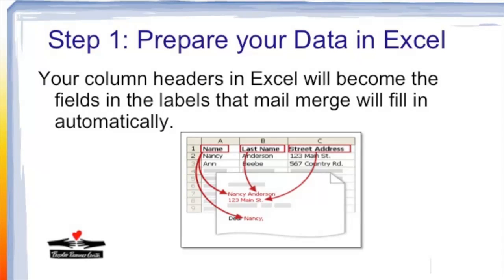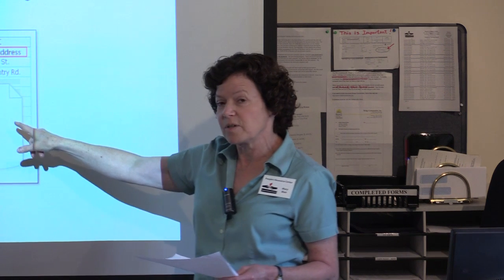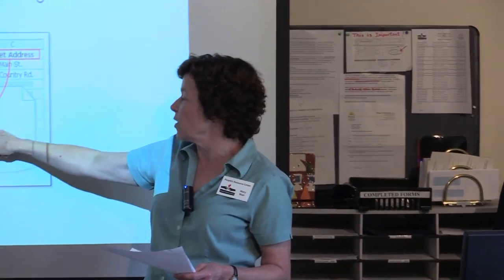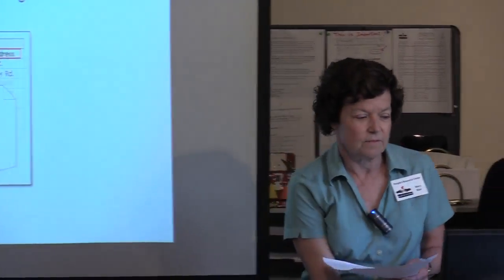So step 1, prepare your data. If you're using Excel, what mail merge does is it takes the column headers in the Excel document and uses those in mail merge. So if you're using Excel, you need to have column headers. Like in this example, it will have name, last name, street address. And what mail merge does is it pulls that information into the document where you have the placeholders.